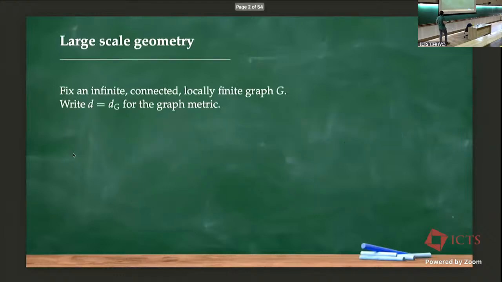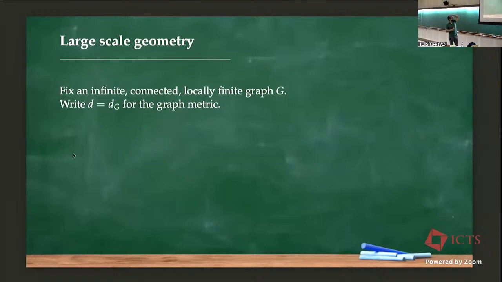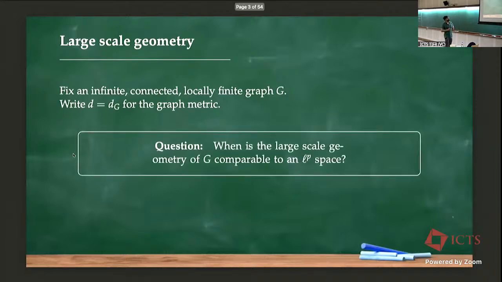So for the remaining part of the talk, what we are going to fix is a general graph G. Okay, it's countable, infinite, locally finite and connected. And D is going to denote just the graph distance, the graph metric. So the pressing question is the following. When does the graph G look like a metric space? So basically, when does it look like an LP space? There are several reasons to ask these questions, because LP spaces are nice to work with.